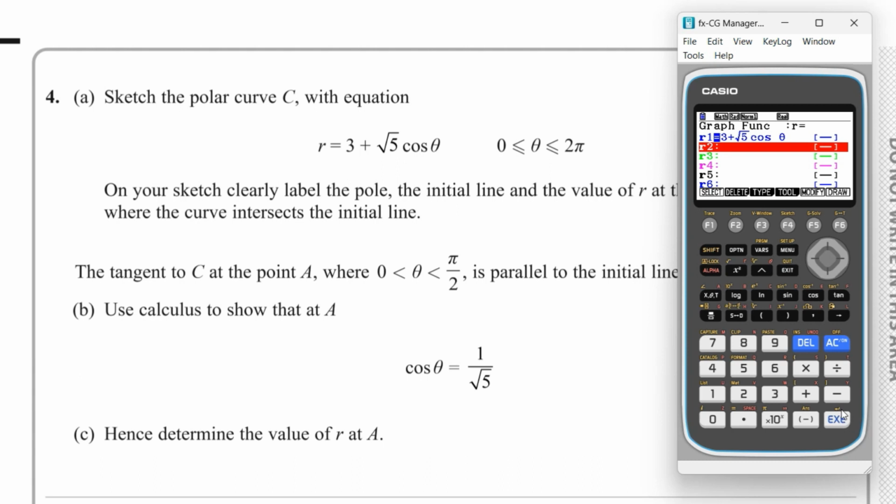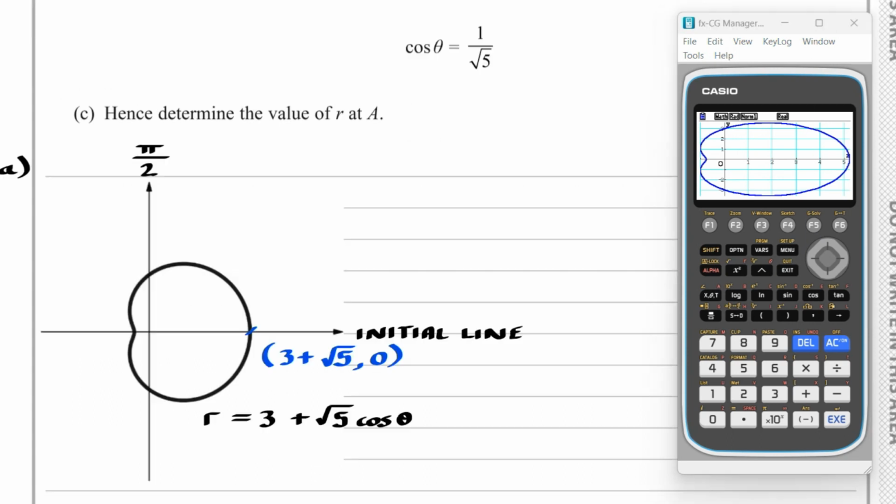And if we graph this, we have something looking like this. Let's auto-fit this. Here is our required polar curve. It looks something like this. We've got our initial line. We've got this line pi over 2, and it crosses the initial line at the point (3 plus root 5, 0).